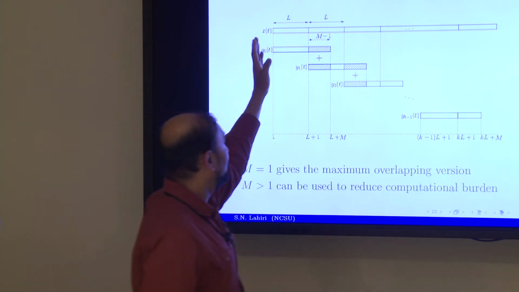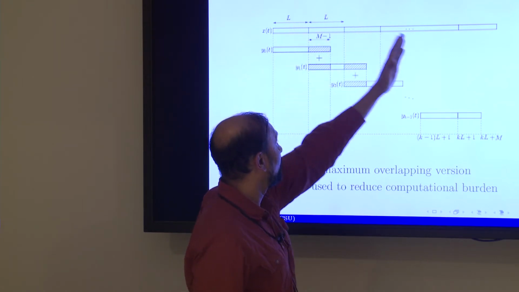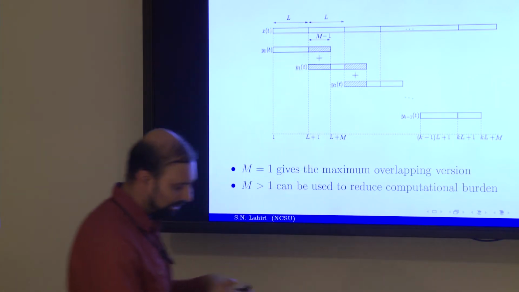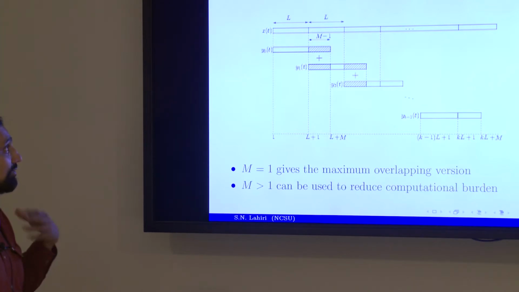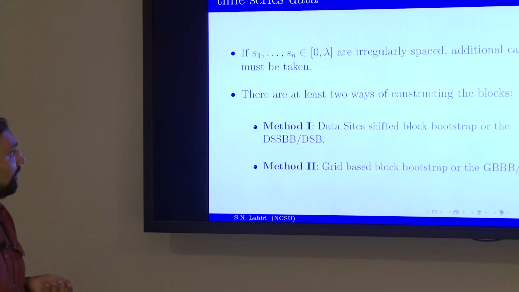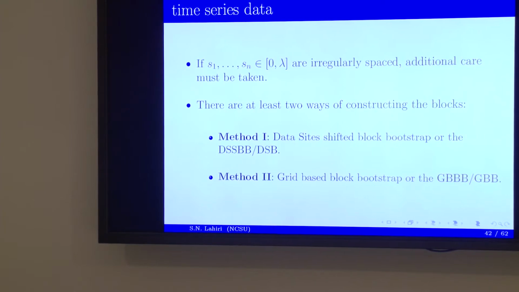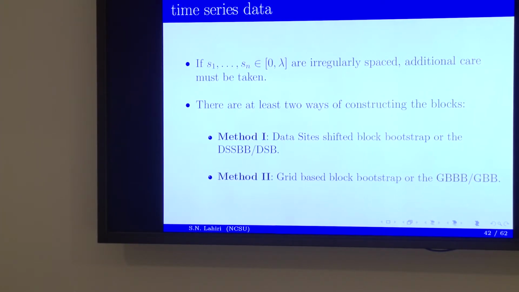But the idea is again to partition your original time series into smaller subseries of length L, and how you pick the subcollection of blocks determines different versions of block bootstrap. And for irregularly spaced, these L's are in clock time, not number of data points. Okay, so the irregularly spaced case is very difficult. All right, this is what I'm going to try to explain next.